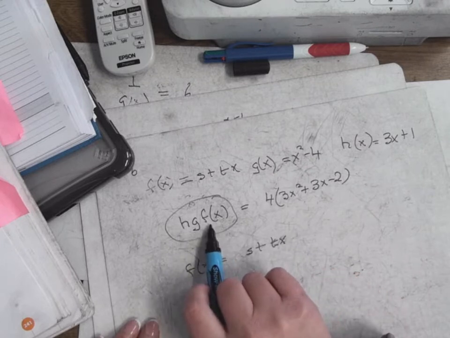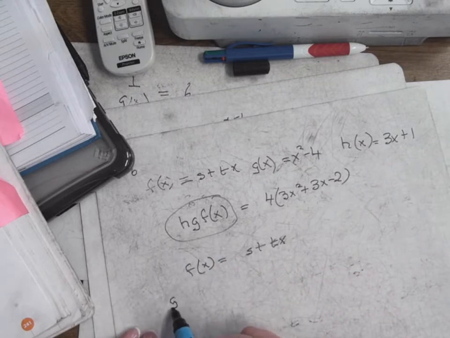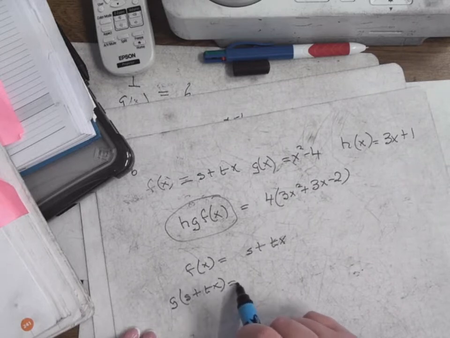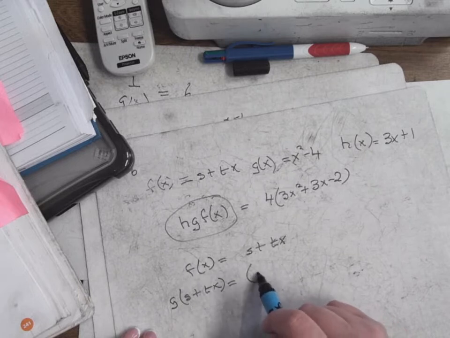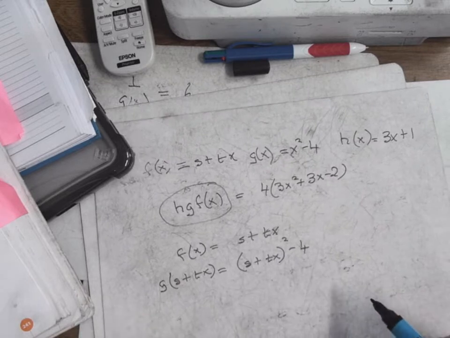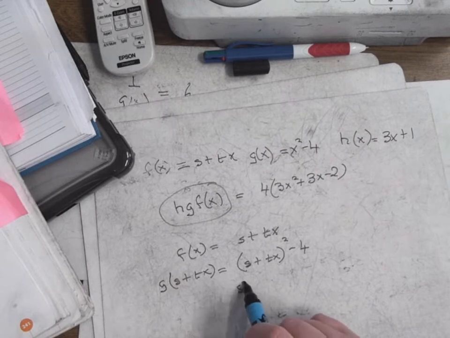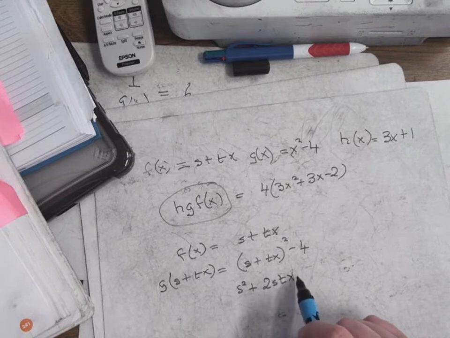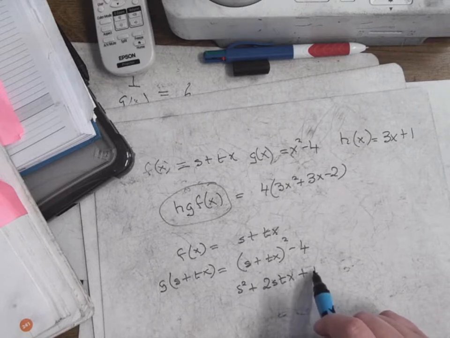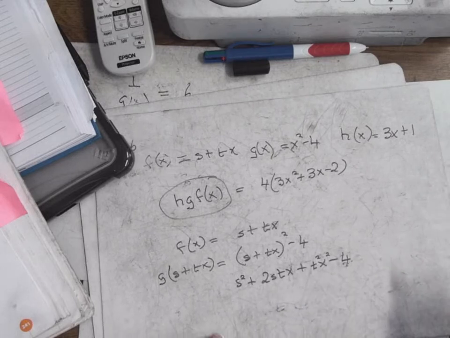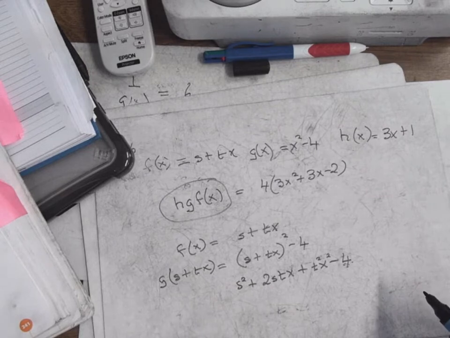Then put the answer from f of x into g. So that means I have to put the answer, which is s plus tx, into g. So that's g is x squared minus 4. So I'll go s plus tx, all squared, minus 4. Is that okay? I'm going to square it out. Square the first, twice the first by the second, 2stx, square the last, plus t squared x squared minus 4. Is that okay? Just square that out because I'll have to in a minute anyway.